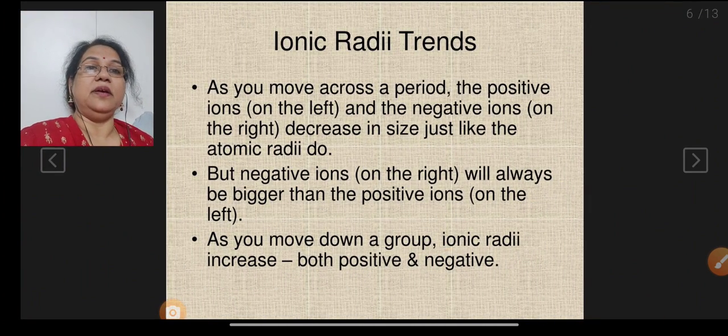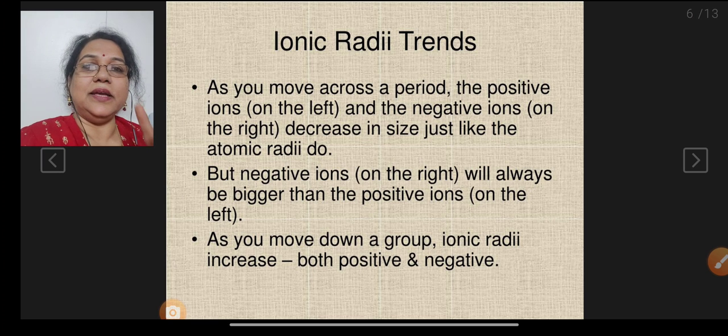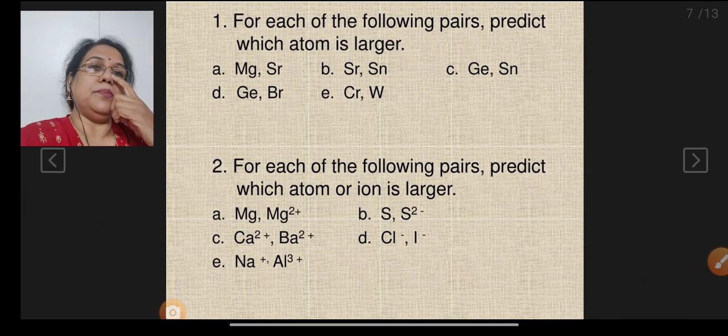Atomic radii trend: what are the trends in the periodic table? As we move across the period horizontally, the positive ions on the left and the negative ions on the right decrease in size, just like the atomic radii do. But the negative ions on the right will always be bigger than the positive ions on the left. You can see the periodic table in the last two pages of the first chapter. As you move down a group, from the upper level down the column, ionic radii increase, both positive and negative.